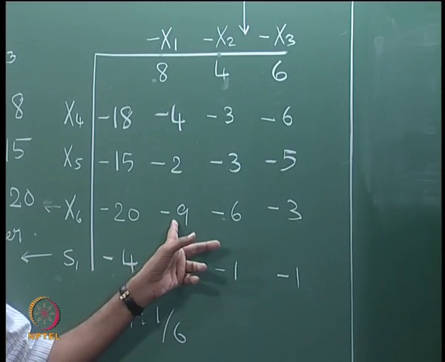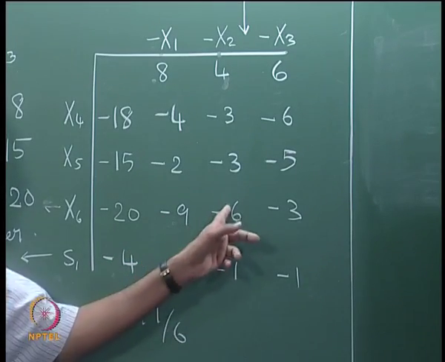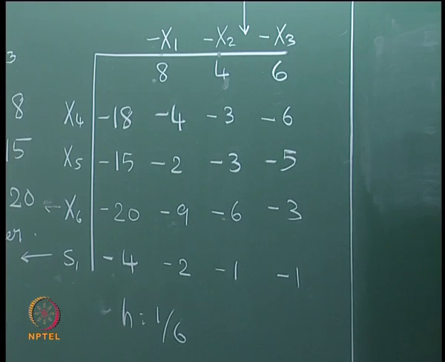So minus 9 by 6 has a lower integer value of minus 2, minus 1, minus 1, and that is how the cut is formed. So in this particular example, the cut comes from using h is equal to 1 by 6.